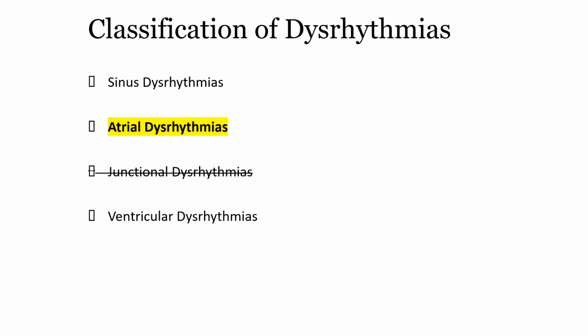So dysrhythmias are usually classified by the site of origin, such as atrium or ventricle, and how it affects the heart's rate and rhythm. They can be benign or life-threatening, and those that are life-threatening are usually due to decreased cardiac output or tissue perfusion.